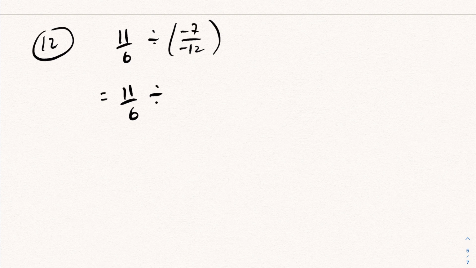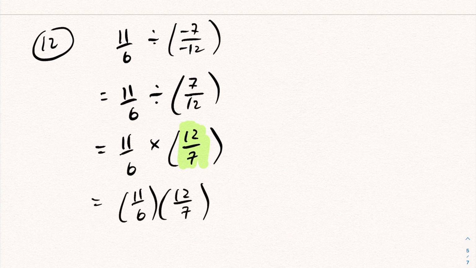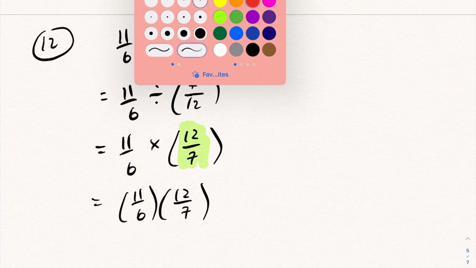Okay, let's take a look at number 12 here. Right away, before I even change this to multiplication, I'm going to rewrite this as 7 over 12, because we know the two minus signs become positive. Now I'm going to change that division symbol to multiplication, and then flip that fraction. Again, don't forget to flip the fraction. That's a really important step.